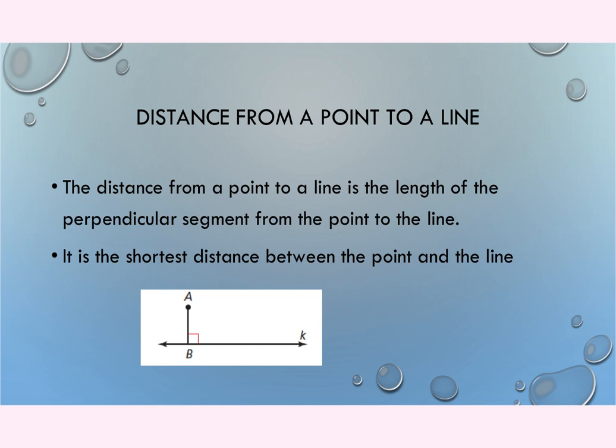So if you had, for example, point A drawn here, and then you had the line K, and it asks you to find the distance from point A to K, you can't just measure anywhere. I can't take a ruler and measure any of these segments. The shortest or true distance from the point to the line is the perpendicular segment that connects that point to the line. So you'd have to have a right angle there.